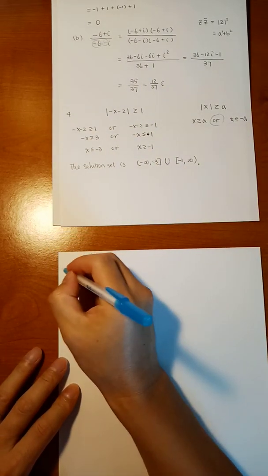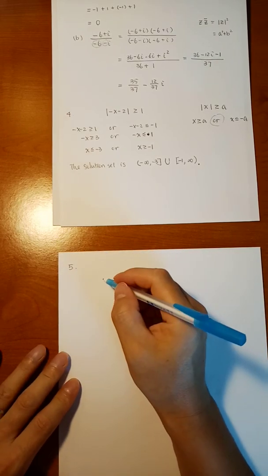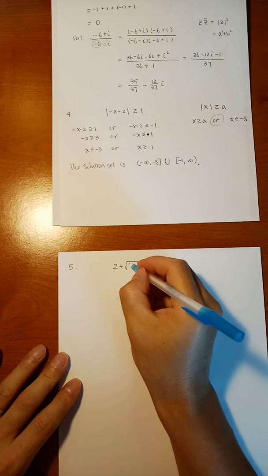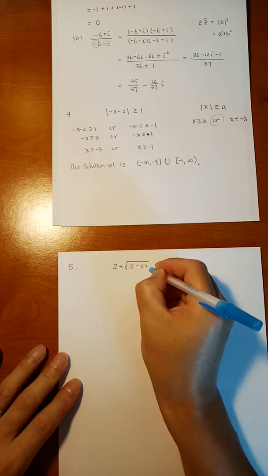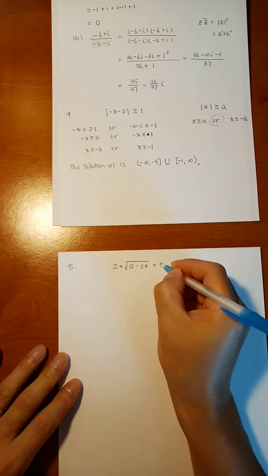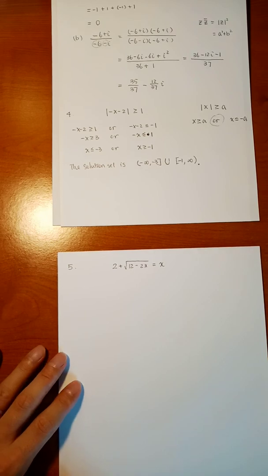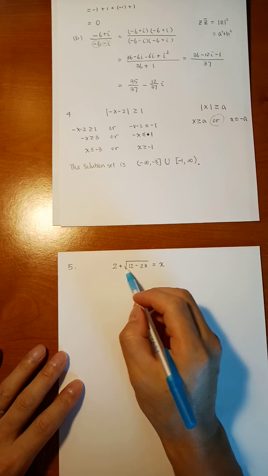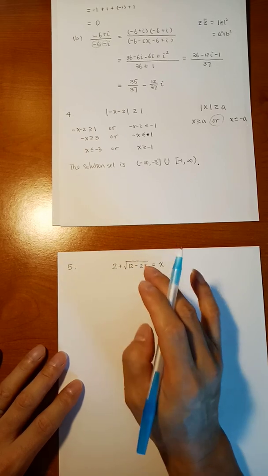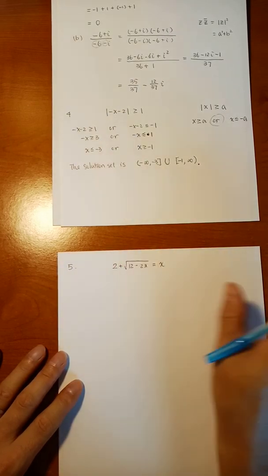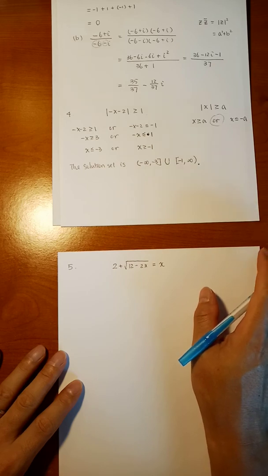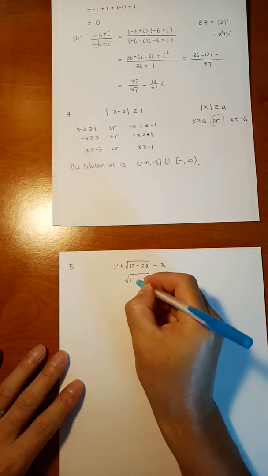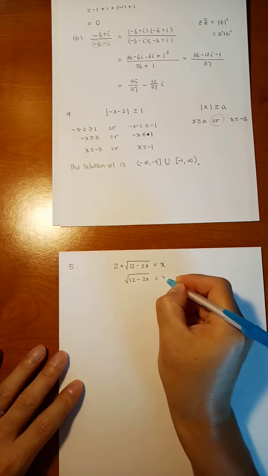And next, problem 5, solve the equation. Remember, we had a similar problem. Whenever you have a radical expression, we always leave this radical expression solo in one side and other terms in the other side. So I'm going to move this 2 to the other side.